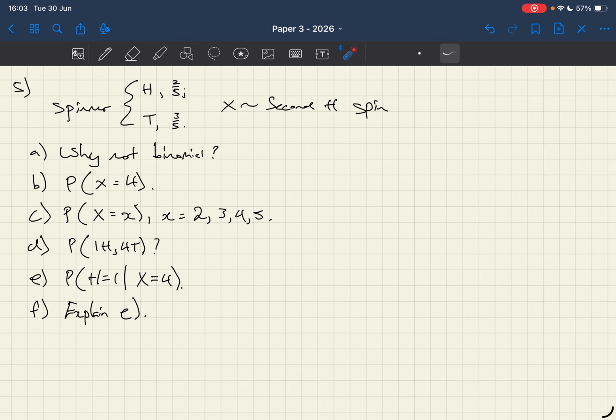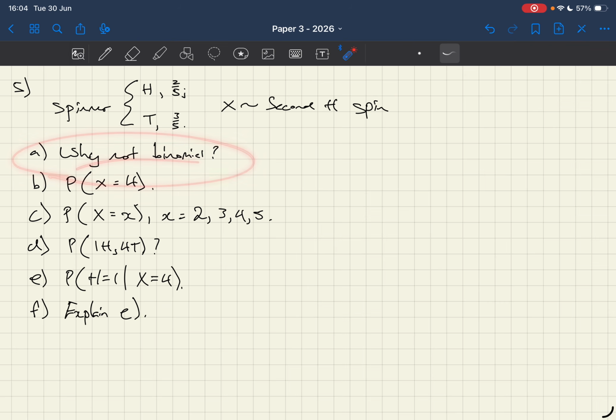What's going on here then? We have some spinner, and we either got heads or tails. I'm trying to piece this back together. I think we had some spinner, and you get either a head 2/5 of the time or a tail 3/5 of the time. And we were looking at the distribution of the second head: what number spin did you get the second head at?